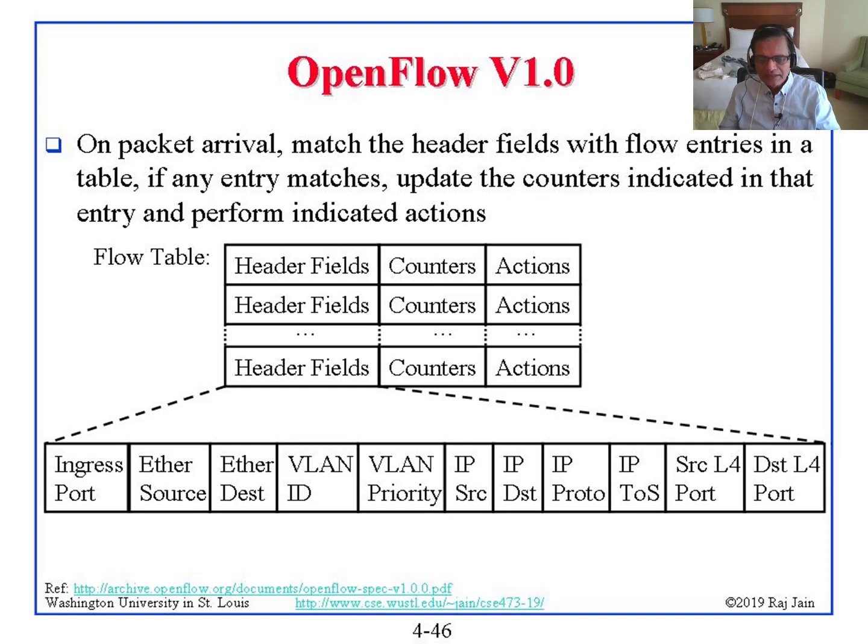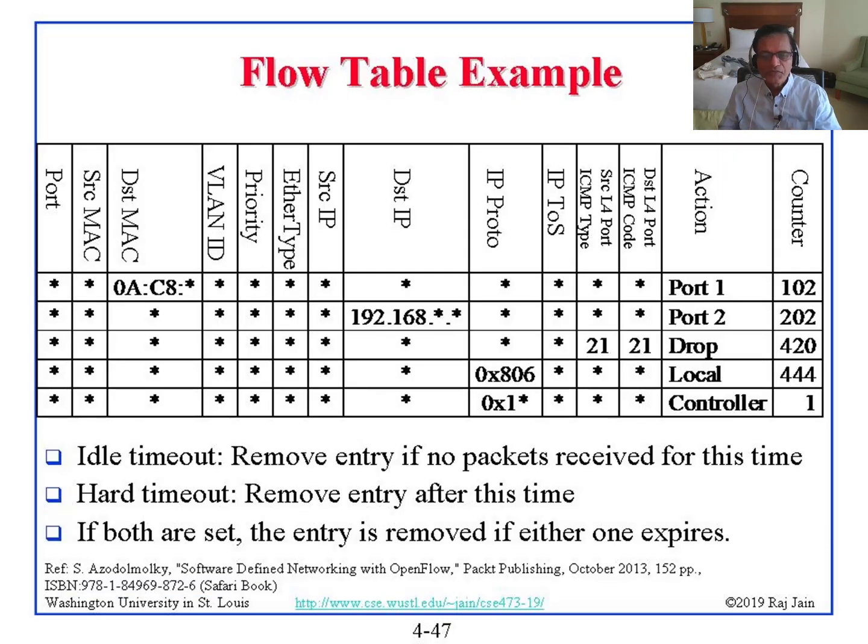Then there is the IP source, IP destination, IP protocol type, IP type of service, source TCP port, and destination layer 4 port. I say not TCP, because UDP also uses the same port. So these are the port numbers. All of these fields are matched with the header fields, and if they match, then you do the things which are specified by the counters and the actions.